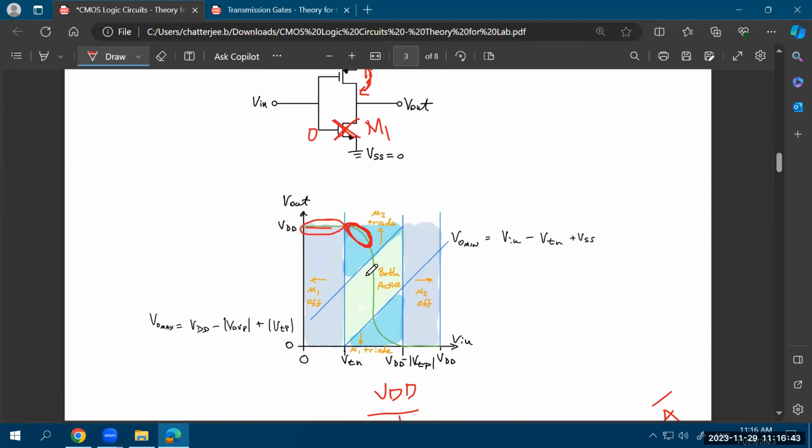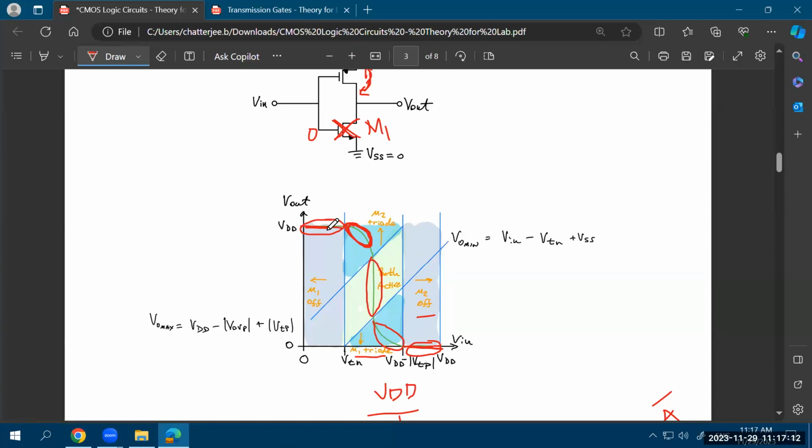After some more time, both of them will go into the active region or the saturation region, and that's when you see a high amount of gain. So for an analog circuit, that's where you will be interested. But then again, there would be a region when M1 will go into triode. So M1 goes into triode over here as you keep on increasing your VGS, and M2 is in saturation. And then there would be a region over here when M2 device will become off.